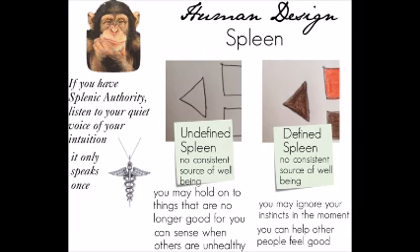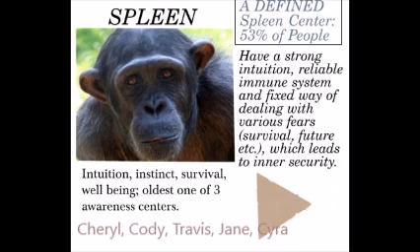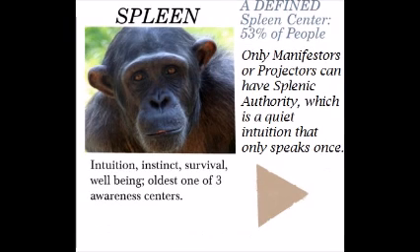And when you have a defined spleen, you may ignore your instincts in the moment, and you can also help other people feel good. If this happens to be your authority, if you have splenic authority, then you need to listen to your quiet voice of intuition, which only speaks once. 53% of people have a defined spleen, so it's about 50-50.